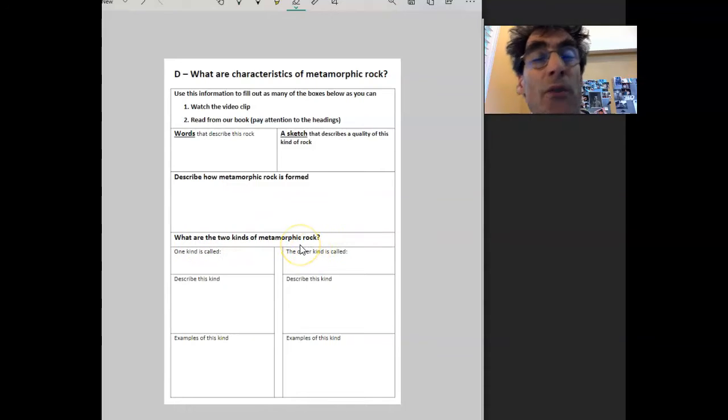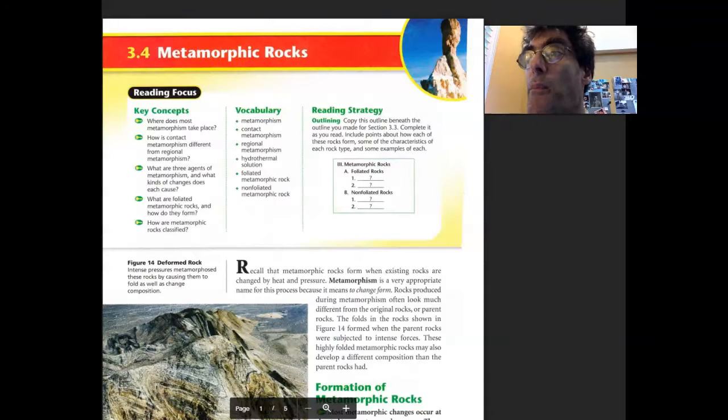So another way of saying that is, how is it classified? What's the classification? There's going to be more than one kind. What are they called? What are they like? And some examples. So that's what we need to know. So now we just have to find that information. So let's go back with that knowledge. We'll go back to the text.